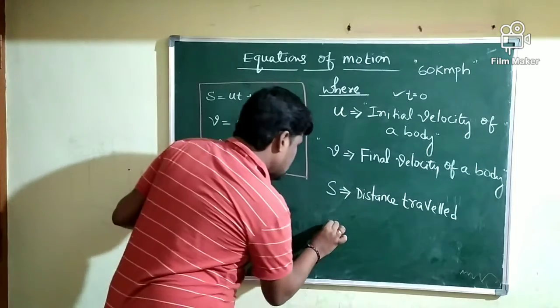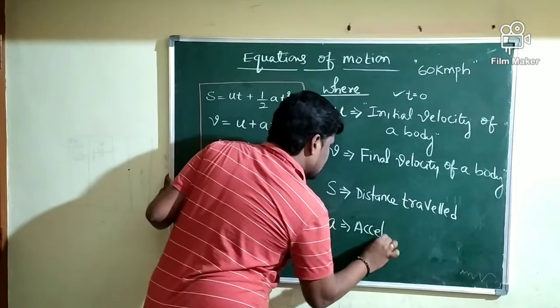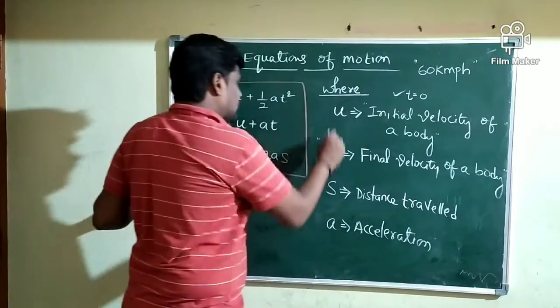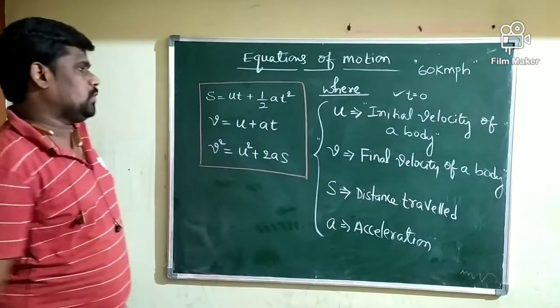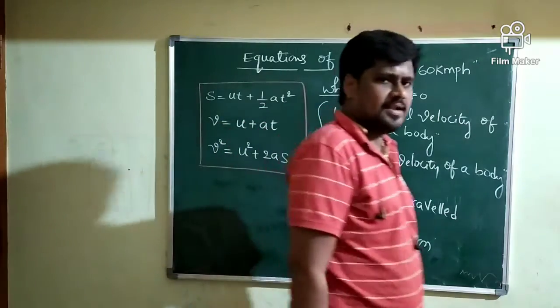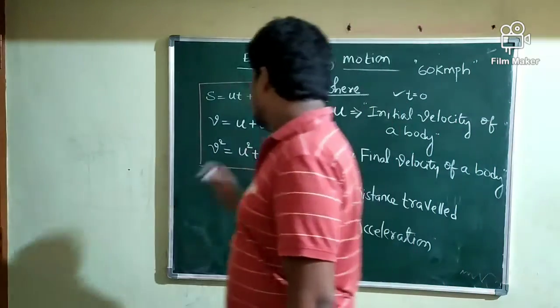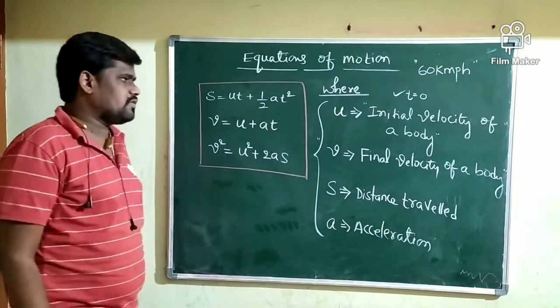Then what is a? a stands for acceleration of a body. So the simple equations of motion are s is equals to ut plus half at square, v is equals to u plus at, v square is equals to u square plus 2as. These are called equations of motion.